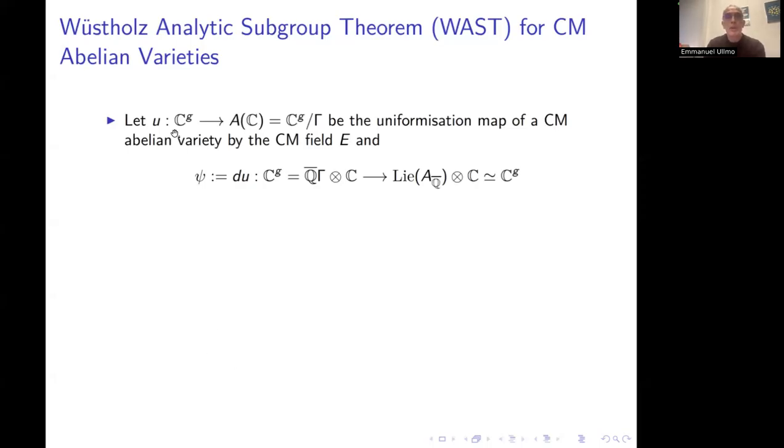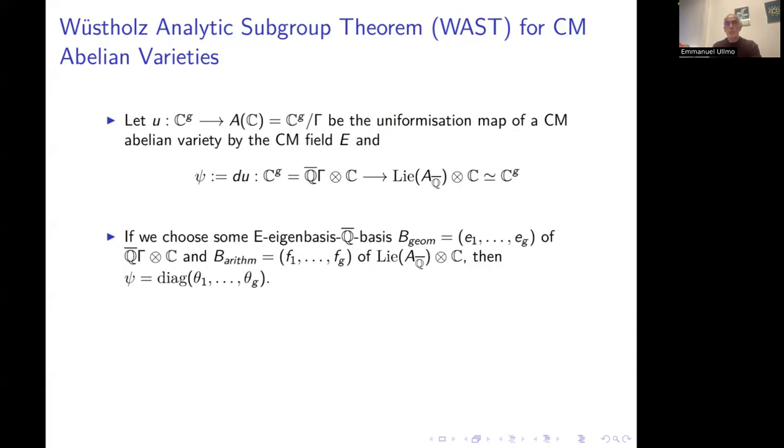So when you have a CM abelian variety, you look at the uniformizing map from C to the g to A of C, and you look also at the derivative of this uniformizing map, and you are somehow saying that it's a way of relating the two natural Q bar structures you have on the tangent space, because you go naturally from the first structure related to the lattice to the second structure related to the fact that your abelian variety is defined over Q bar.